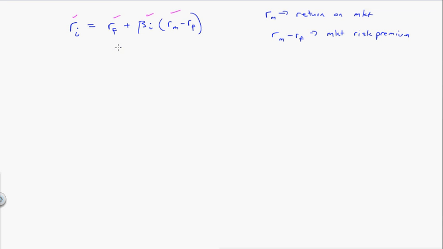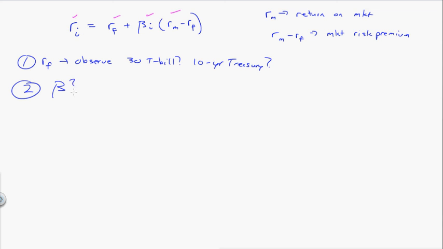The only problem is I don't know what the risk-free rate should be. Risk-free rate I observe in the market, but should that be the 30-day T-bill, the 90-day T-bill, the 10-year Treasury? You know, I have 30 years worth of risk-free assets. That's what we just did, bootstrapping the spot rate curve. Which one of these should I use? That's unclear.